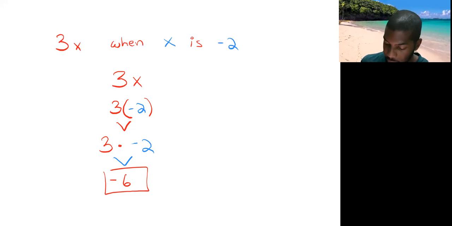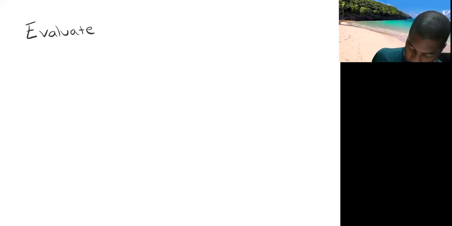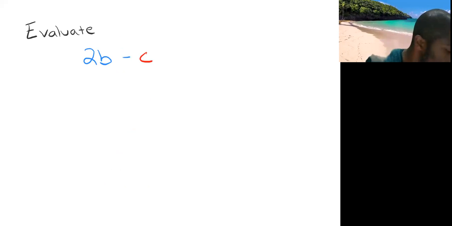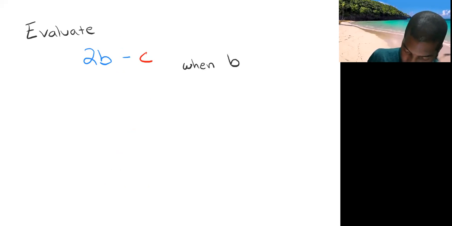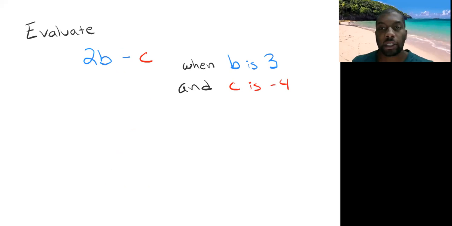Let's try another one. Evaluate, now we're going to start using the language. Evaluate 2b minus c when b, let me write it in color, when b is 3 and c is -4. All right, so what do I have here?